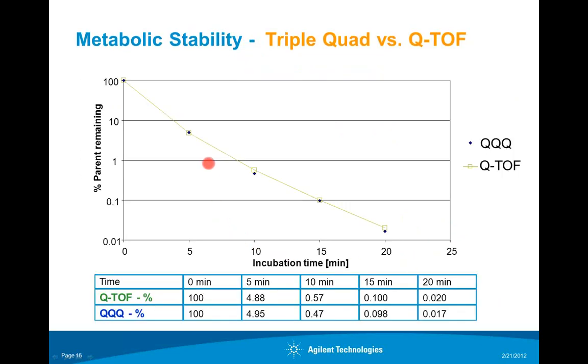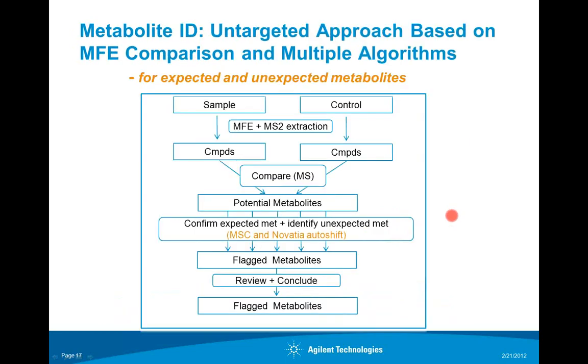This example demonstrates the compatible results between the triple quadrupole and the Q-TOF. As you can see, both sets of data correlate very well, even at levels where less than 0.1% of parent remains.